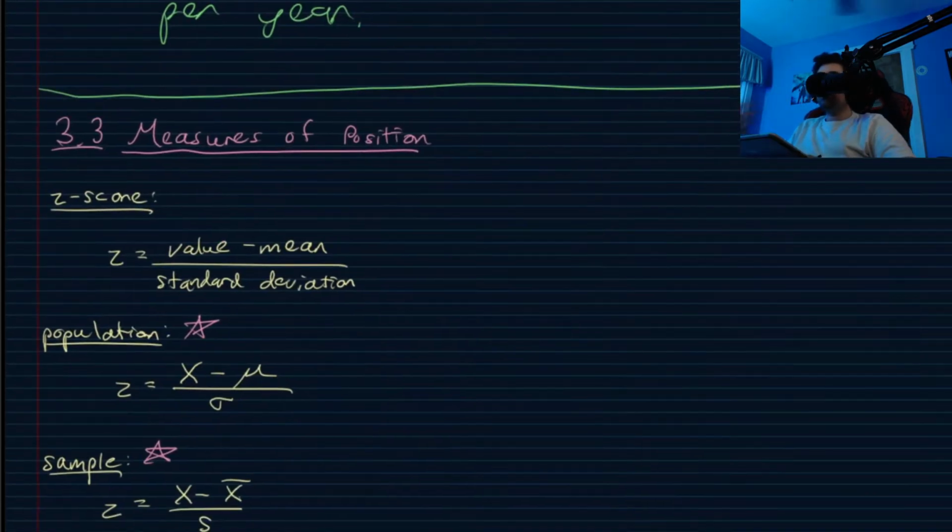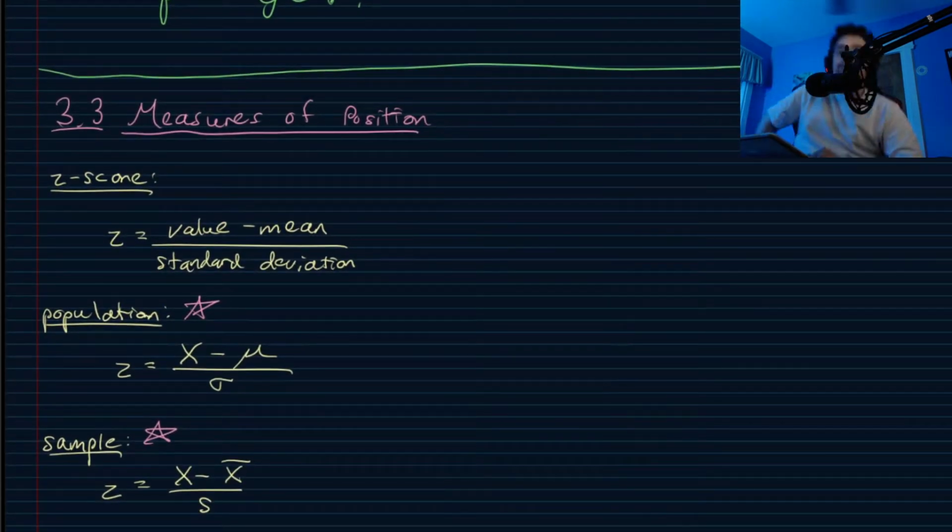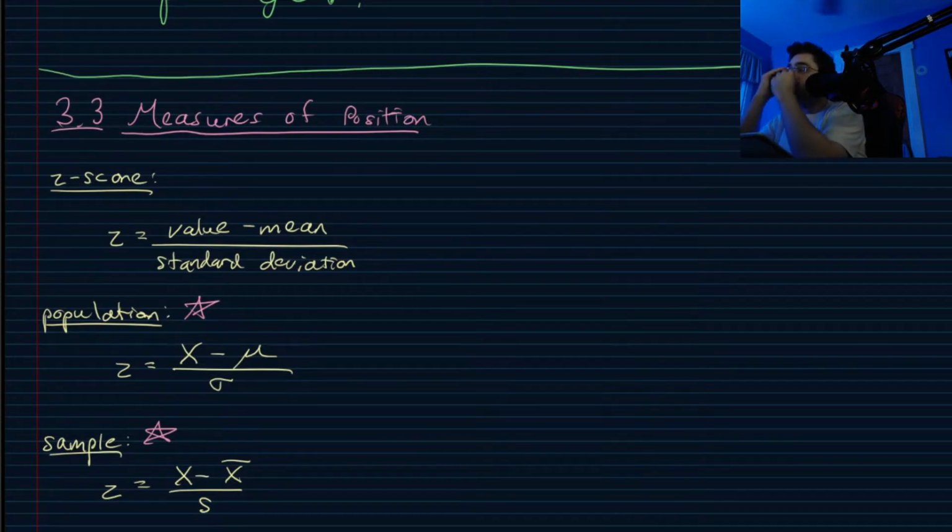3.3, measures of position. And so in this section, it's trying to tell us about where a specific data value lies in a distribution. Is it at the high end of the distribution? Is it at the low end of the distribution? And it also allows us to compare two completely different distributions, to compare where a data value lies in each of those and how they relate to each other based on, remember, that value called the z-score.